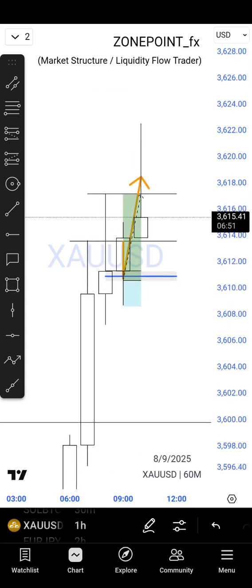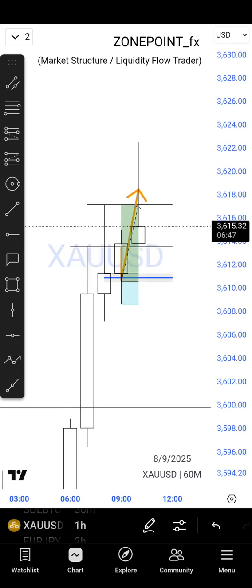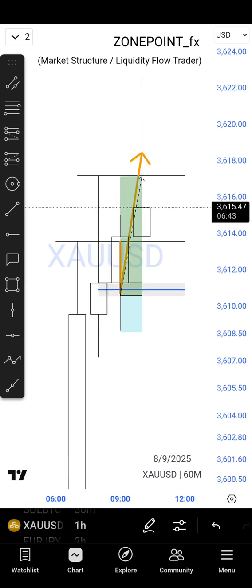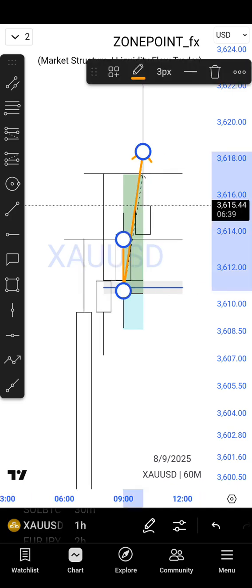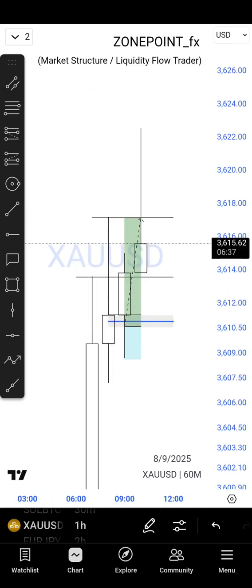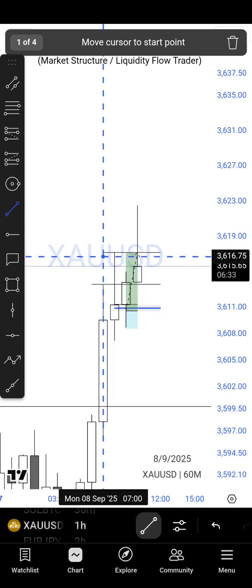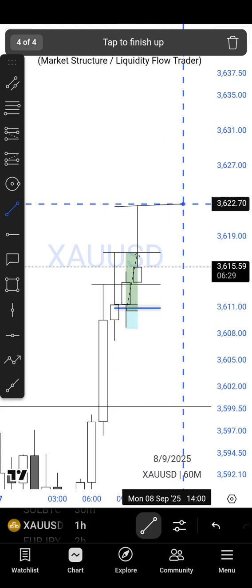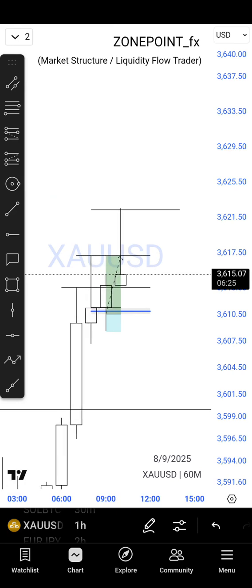Since you already know that, I don't need to go to the daily and start disturbing everybody with too much talk. Let's delete this. So our new target will be here. This is our new target. Our new target will be here.